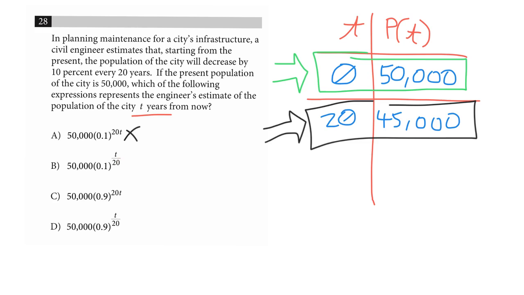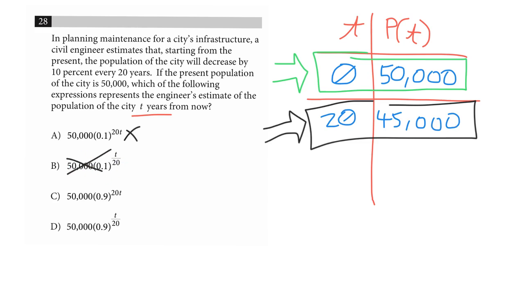When t is 20 here, that would be 20 over 20, which is just 1. So it would be 0.1 to the first power, which is just 0.1. And then 0.1 times 50,000 is way less than 45,000. In fact, I'm going to multiply it right now. 50,000 times 0.1 is 5,000. We kind of calculated that when we subtracted it from here. But we want 45,000, we don't want 5,000. So when t is 20 here, this whole thing turns into 5,000 when what we're looking for is 45,000.